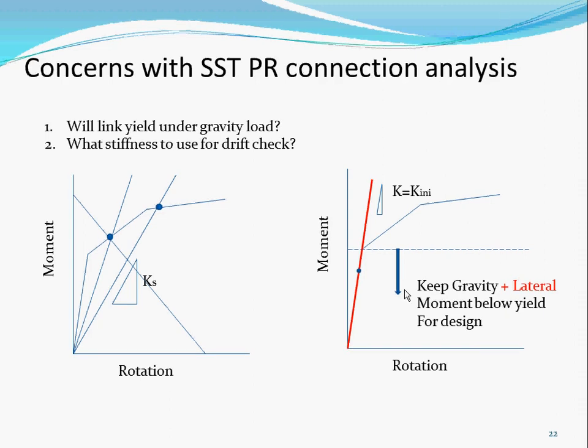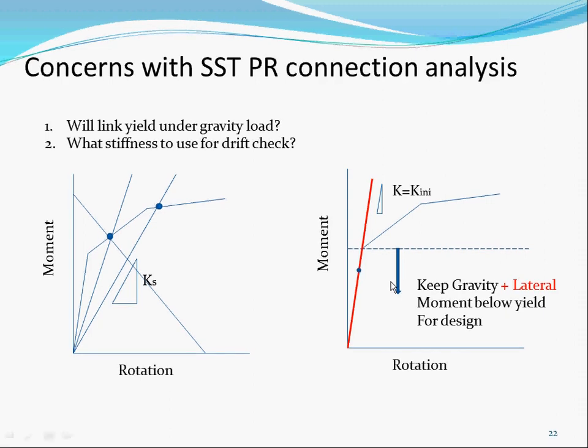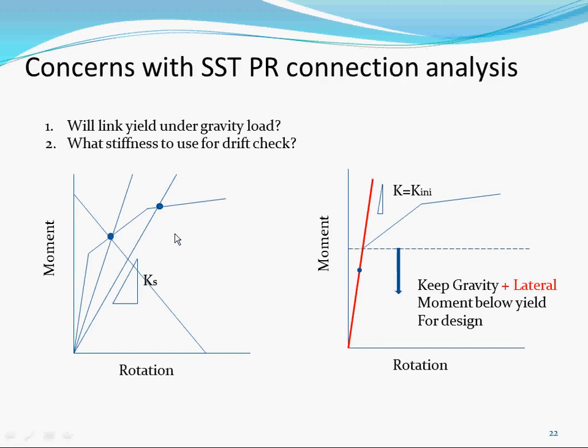So we design the yield to be elastic. We're designing it to be elastic. The good thing is, if you're designing it to be elastic for your drift check, then you could use this initial stiffness. Then you don't have to worry about which stiffness to use for drift check. We're just using our elastic stiffness.